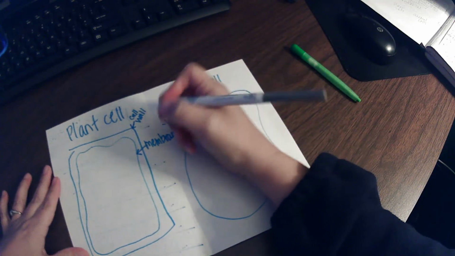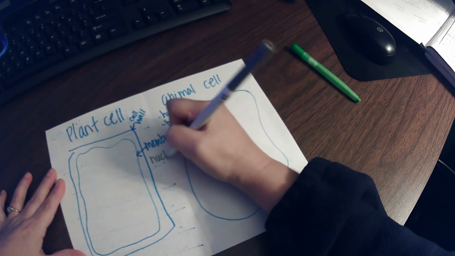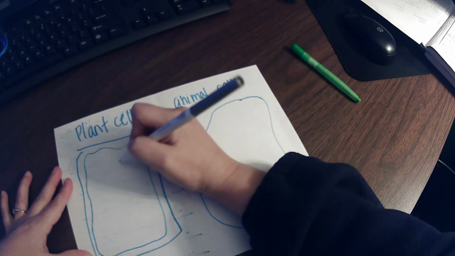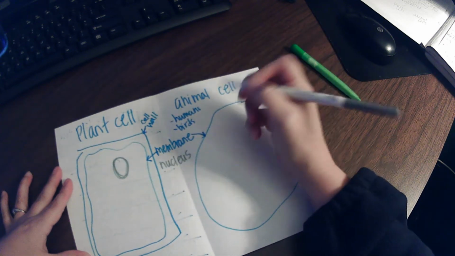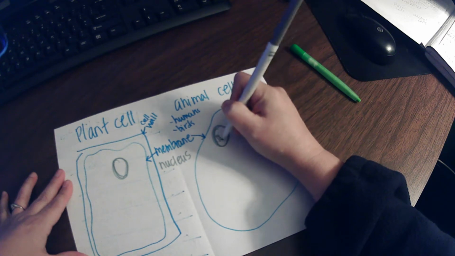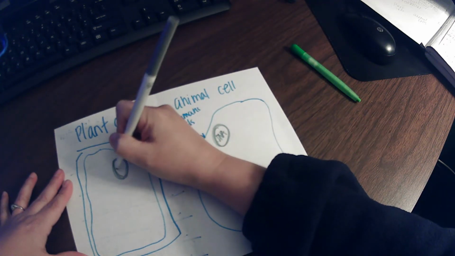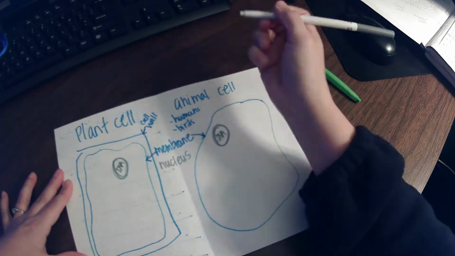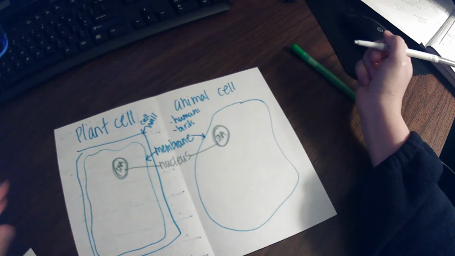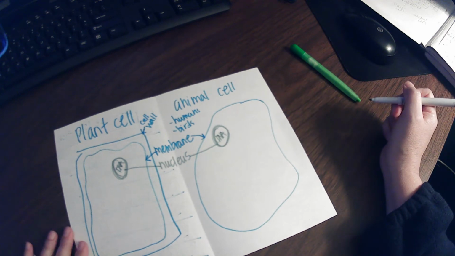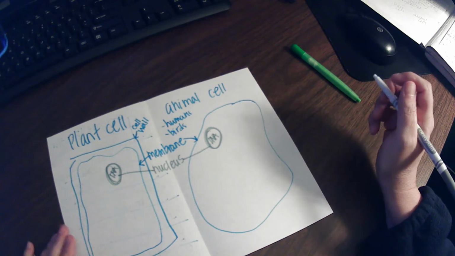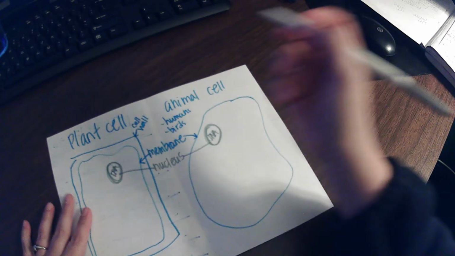Next, let's do the nucleus. The nucleus is usually a round structure that holds the DNA. Okay. Next, let's do mitochondria.